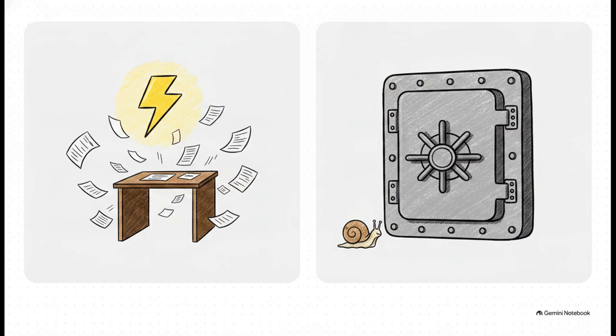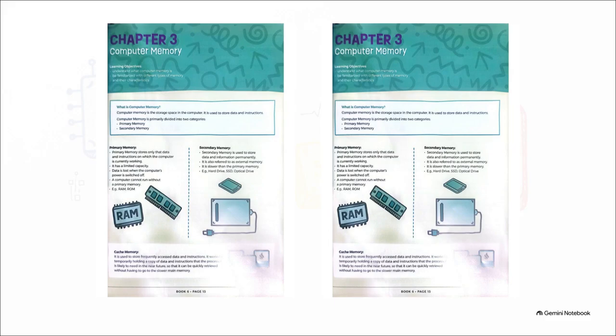Section 2. Primary versus secondary memory. To really grasp this, think of primary memory like a fast-paced workspace right on top of your desk. It's incredibly quick to reach, but it's temporary and kind of limited on space. On the flip side, you have secondary memory. This is your permanent storage vault. It operates a bit slower, sure, but it's built to hold massive, bulk amounts of data indefinitely.